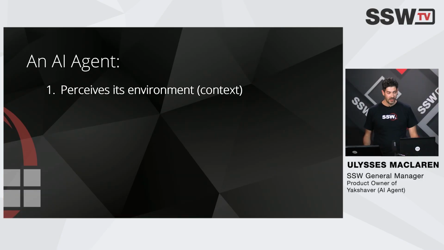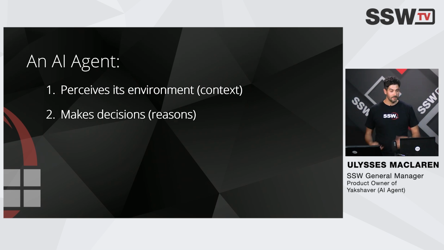So first off, it perceives its environment. It knows what's going on. It has context. And it does this not just at the beginning, it does this multiple times throughout the execution of the task. It then makes decisions, so it reasons, and I put the word reasons there because you'll hear about reasoners and reasoning and why that's a big deal.